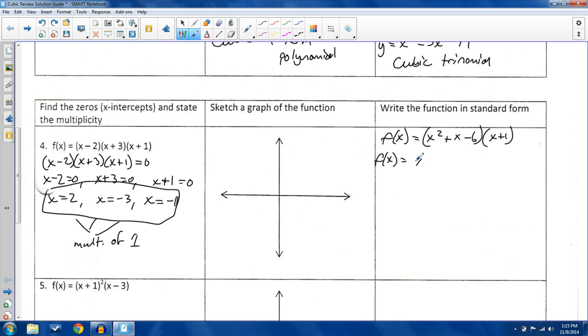That'll give me x cubed plus x squared plus x squared plus x minus 6x minus 6, which is x cubed plus 2x squared minus 5x minus 6. Now the important number that I get out of this when graphing is the negative 6, because that means that the point (0, -6) also exists on my graph. So I'm going to go ahead and graph these points here.